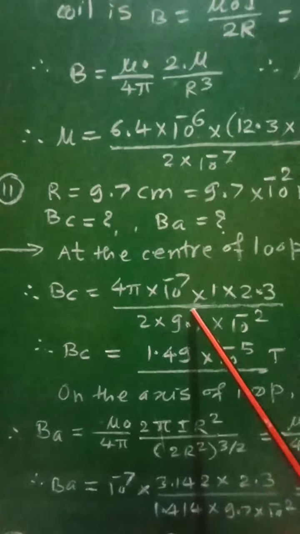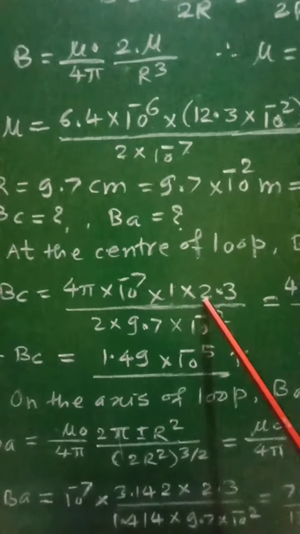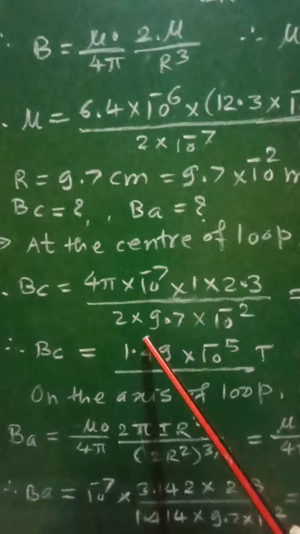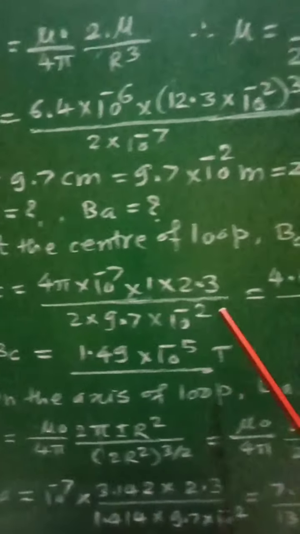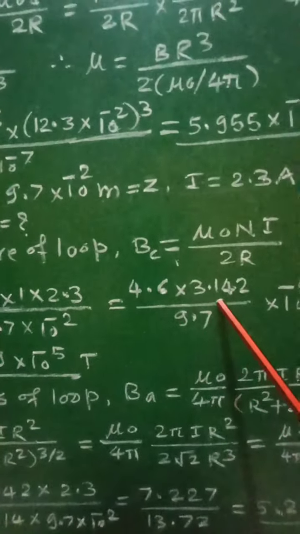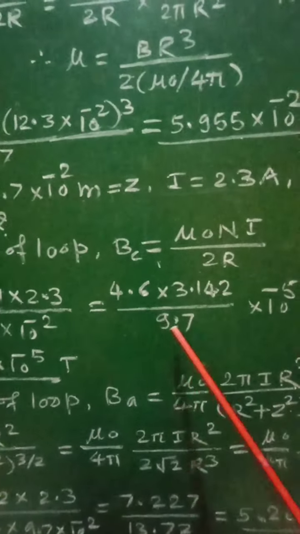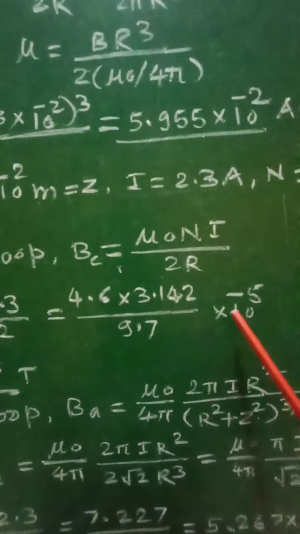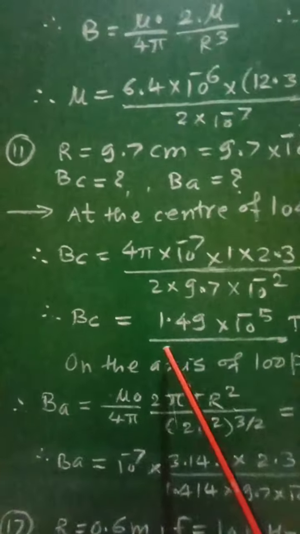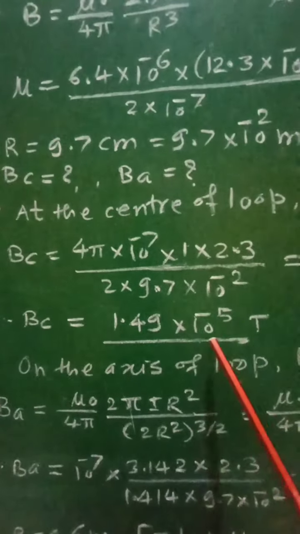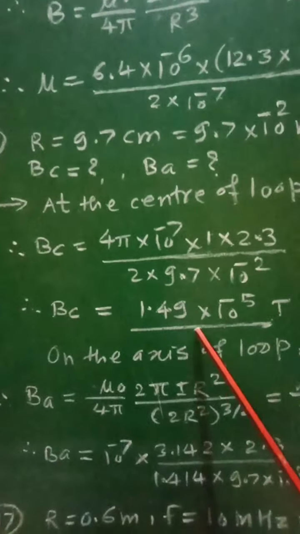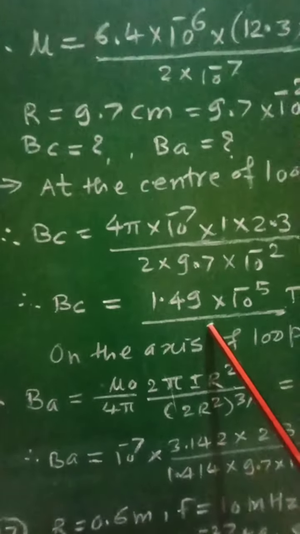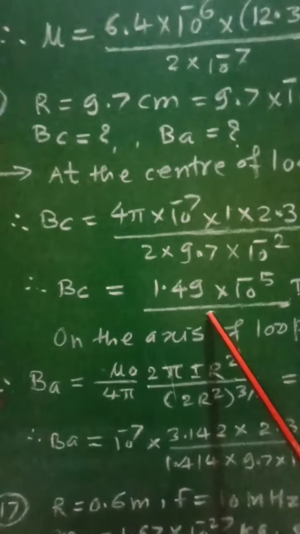Therefore, putting the values, BC equal to 4 pi into 10 raised to minus 7 into 1 into 2.3 upon 2 into 9.7 into 10 raised to minus 2, which comes out to be 4.6 into 3.142 upon 9.7 into 10 raised to minus 5, and therefore BC will be equal to 1.49 into 10 raised to minus 5 Tesla, which is the required magnetic field at the center of that circular loop.